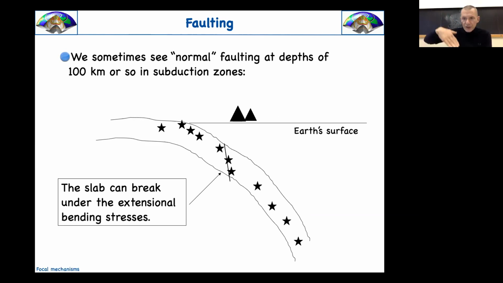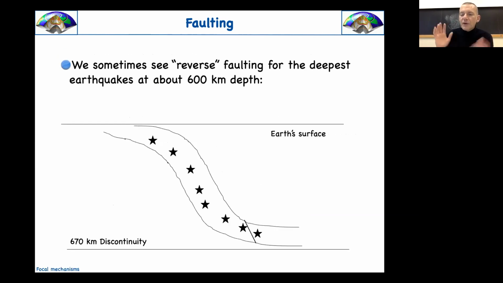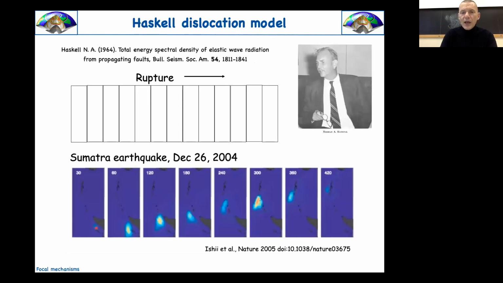And maybe sometimes this is stopping. So we're going to have, again, reverse. So we may have different situations here, and focal mechanisms can help us to decide what is the stress condition there. So it's a tool. Okay, this is Haskell model. It's not for today. You have to wait for the source time function.